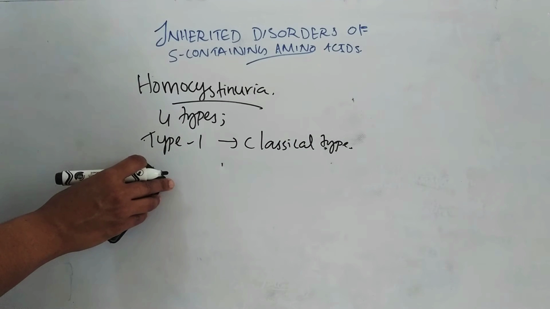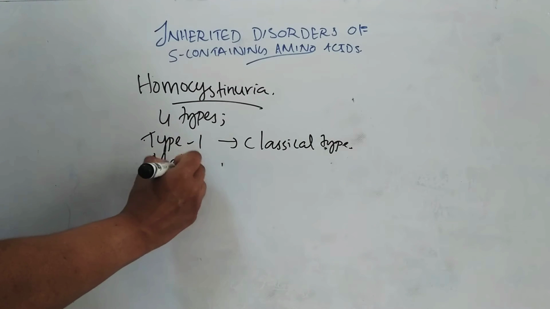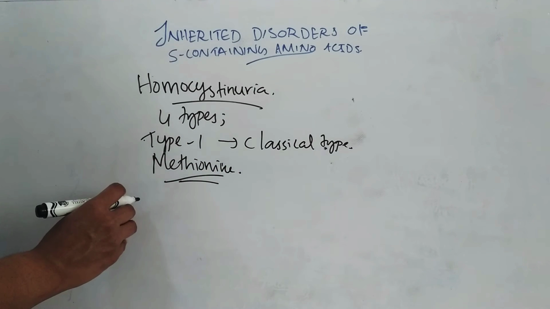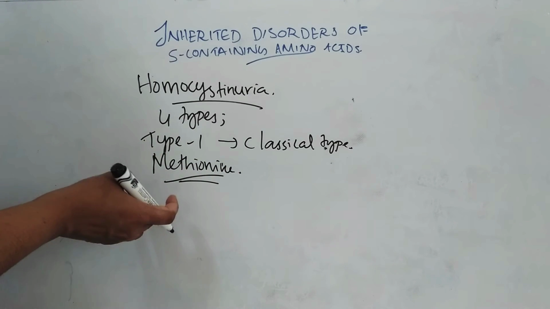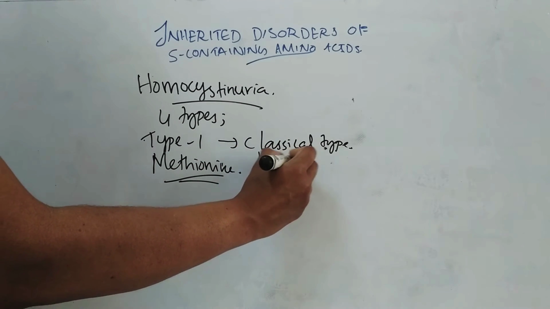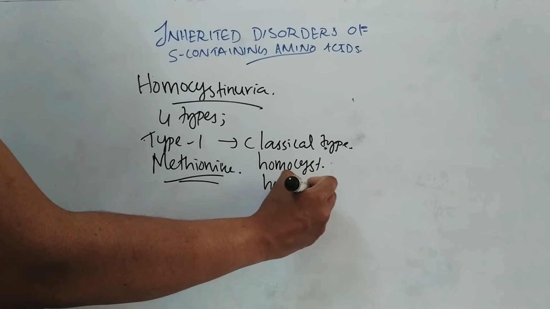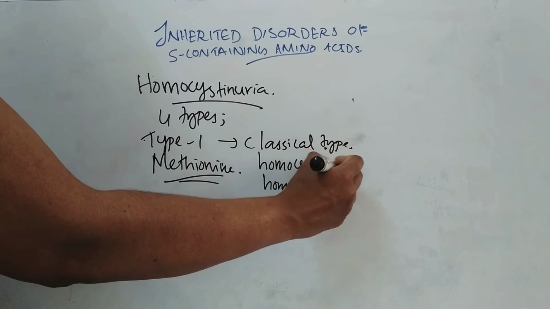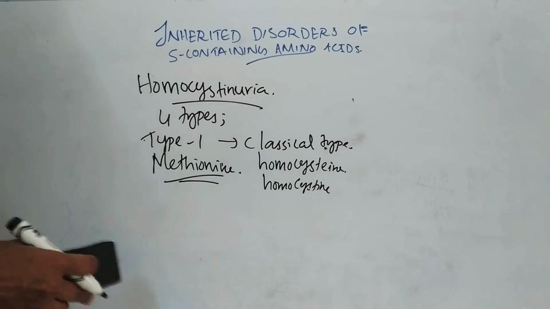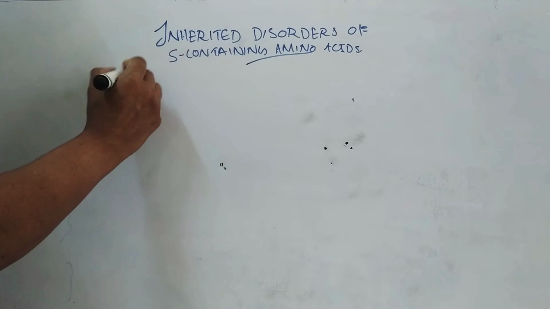This is an inborn error of metabolism which involves the catabolism of methionine, or more specifically its metabolic intermediates, homocysteine and homocystine. So it involves the catabolism of methionine.